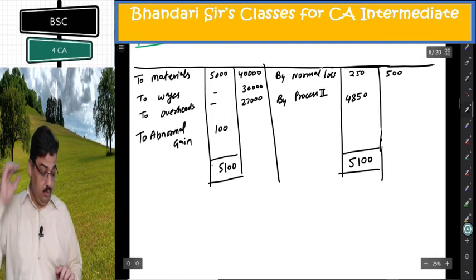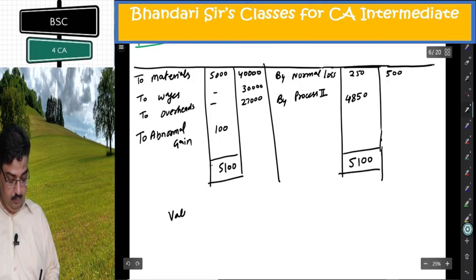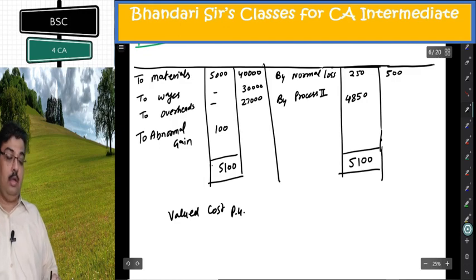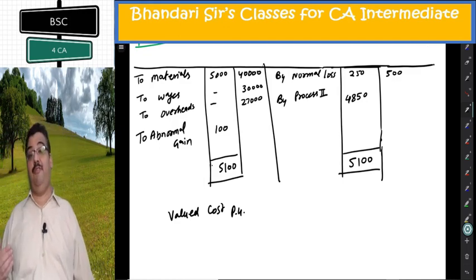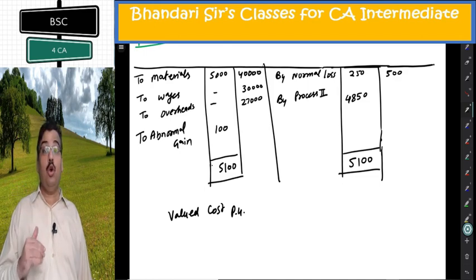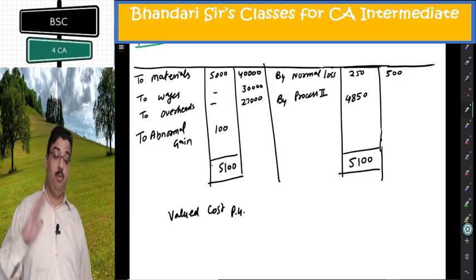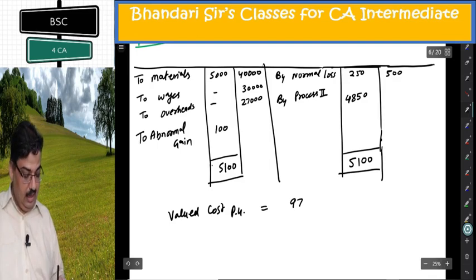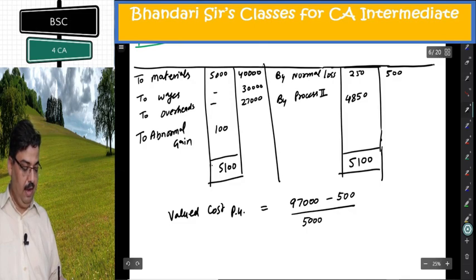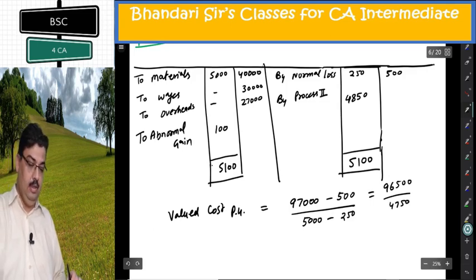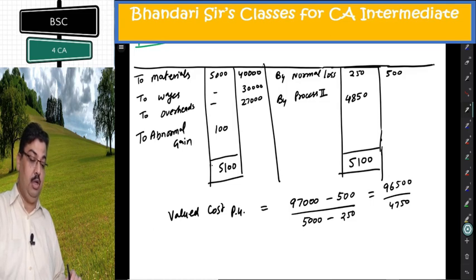Now I need to compute valued cost. Now total the debit side amount only in rough, because abnormal gain at valued cost has to be put there. So total will change if you put already. This is 97,000 minus 500 divided by 5,000 minus 250. 96,500 divided by 4750. It is exactly same in illustration in example 2, 3 and 4. The valued cost per unit is same.